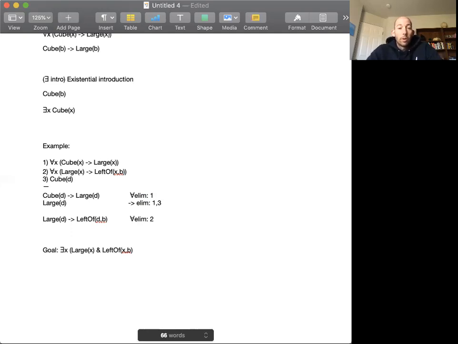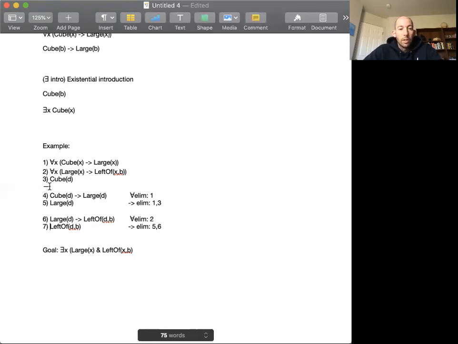And now what I can do is, since I have from line 5 the claim that D is large, I can also write down that D is left of B using, again, the conditional elimination. So I can write down left of D B. And that, again, is from conditional elimination, citing lines 5 and 6. Maybe I should put some numbers here just so we know what we're talking about. This is going to be line 5. This is line 6. This is line 7 now.